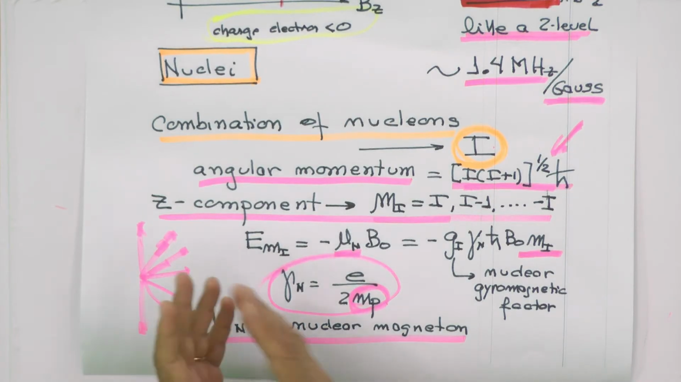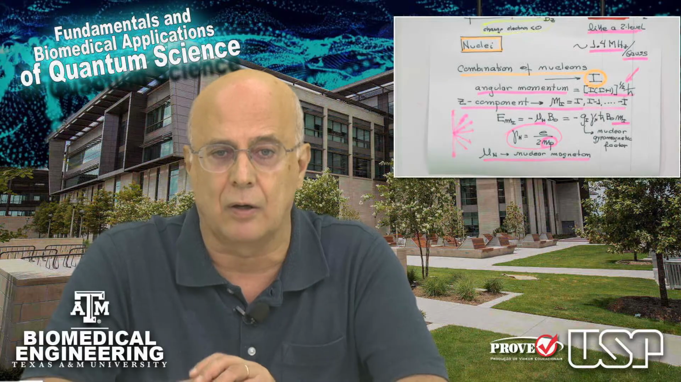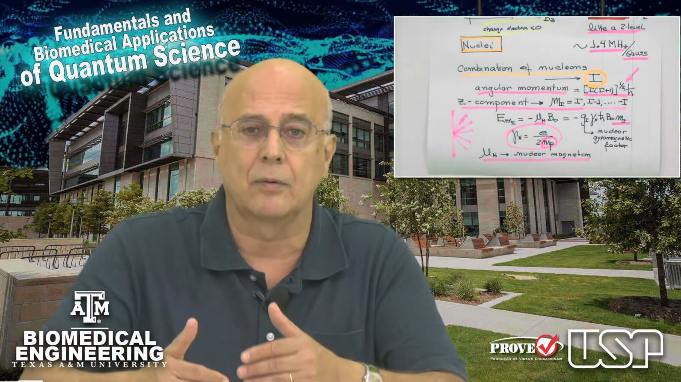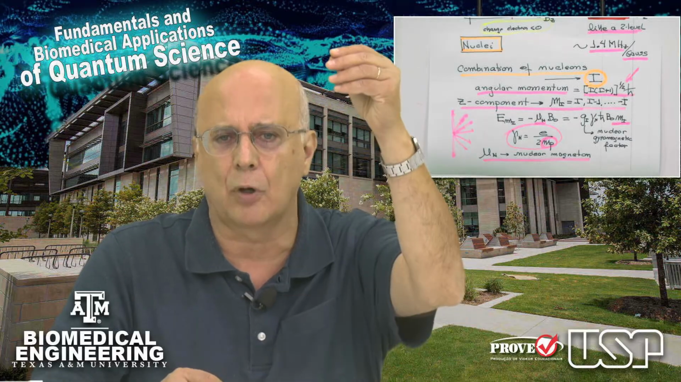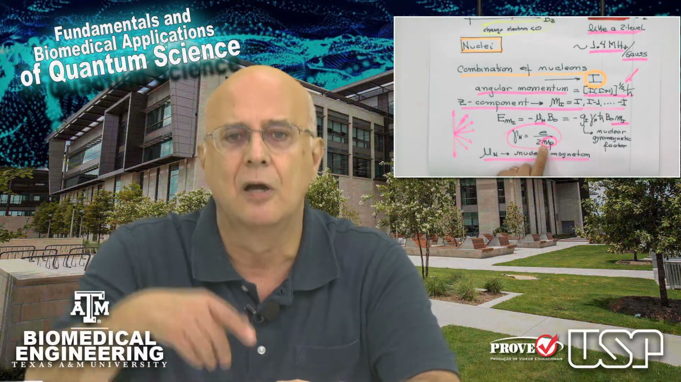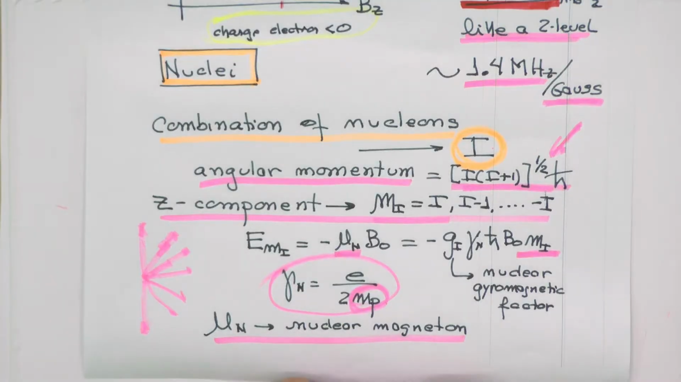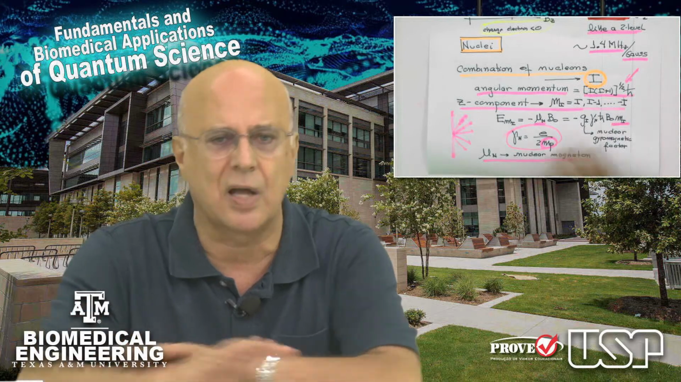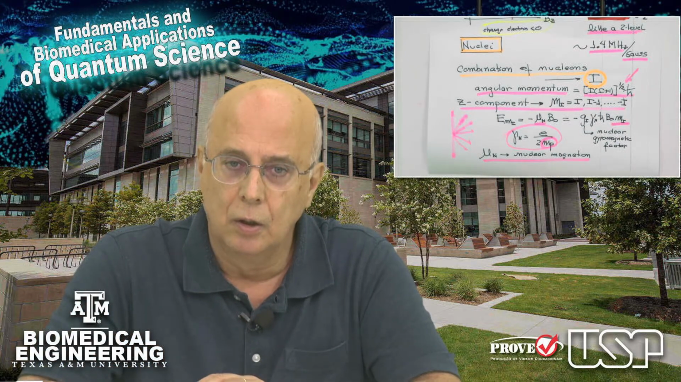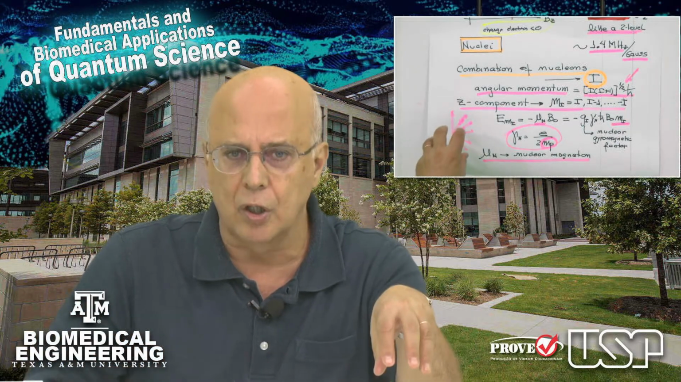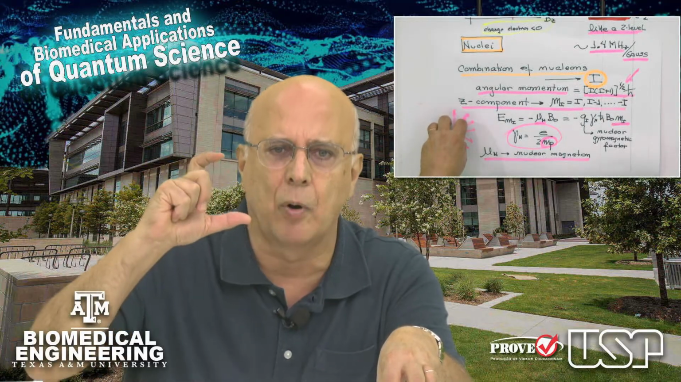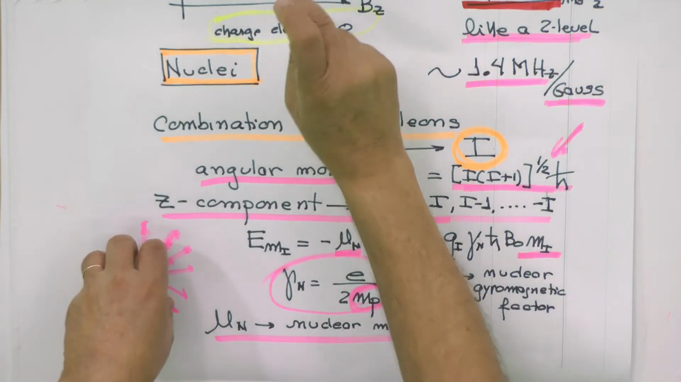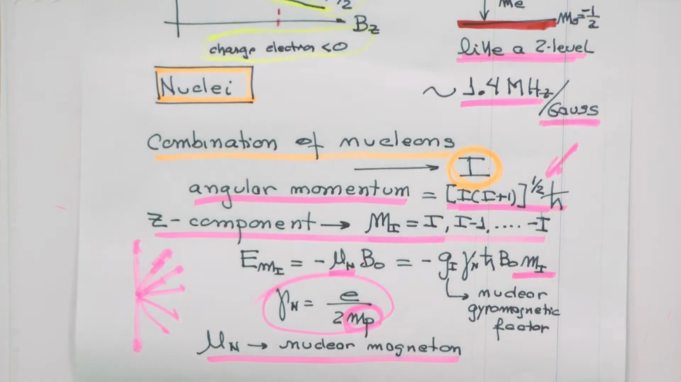The electron magnetic moment we normally call the Bohr magneton, and the nuclear magnetic moment is normally the ratio of the electron mass divided by the proton mass times the Bohr magneton, which is about 1,836 times smaller. So even though the nucleus has a magnetic moment, it is much smaller than the magnetic moment of the electron.